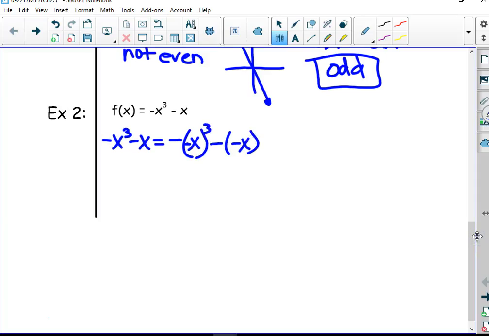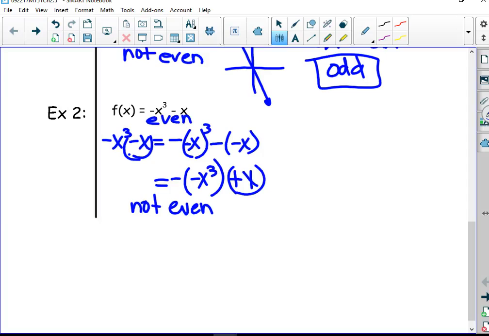Okay, simplifying my signs, my left-hand side stays the same. When I take negative x to the third power, I'll get negative x to the third. And I get a positive x out of this. So this means this is definitely not an even function. As soon as the negative x and the positive x show up, I'm done. I don't have to do anything else. So not even.